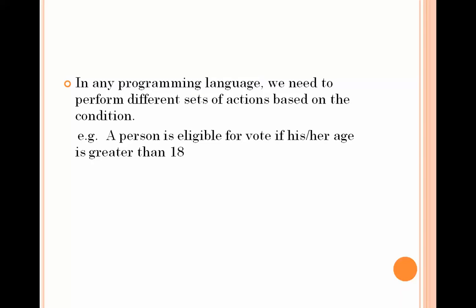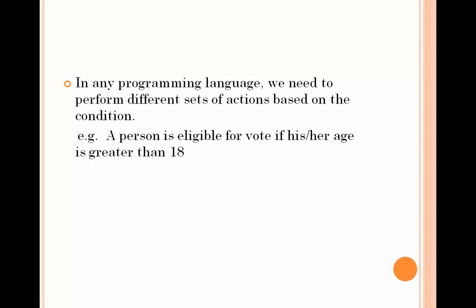Suppose, as a real-time example, I say if the weather is fine, then I will go on a picnic. Or suppose if a particular route is busy, then I will take a diversion. So it's a thing where, based on a certain condition, I'm trying to take a decision. That means it's a conditional thing. It is not a sequential thing. Based on that condition, I may take different decisions.